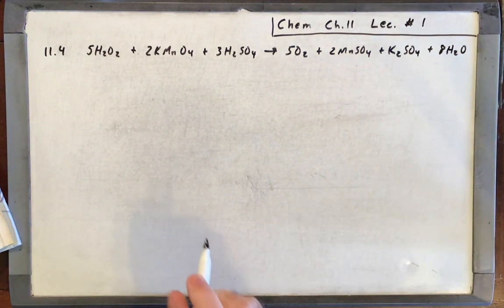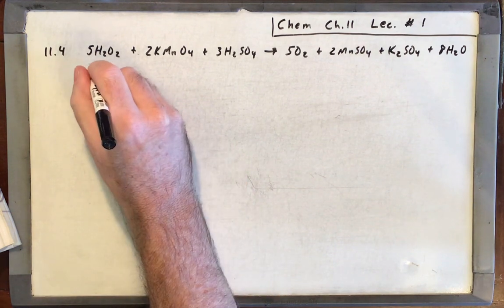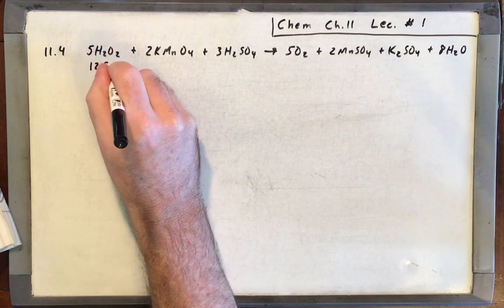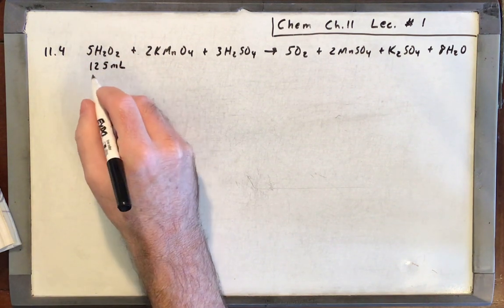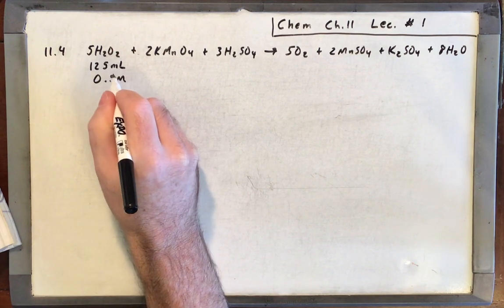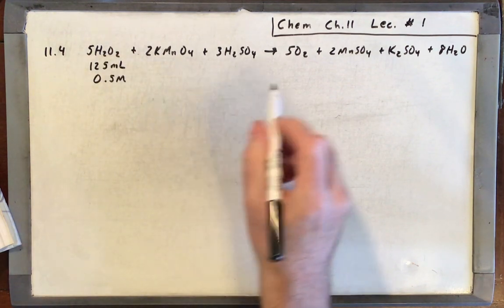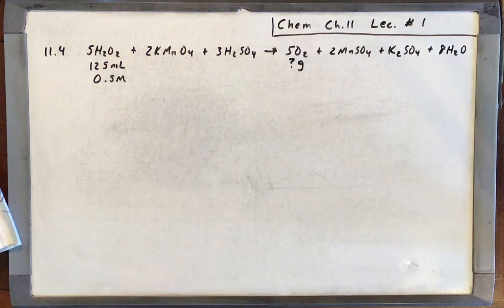All right, it says we have 125 milliliters of 0.5 molar H2O2. Let's write down what we know underneath each compound. 0.5 molar. All right. How many grams of oxygen will be produced? This is exactly like one of the types of problems in chapter 10. All right, so you're going to get another crack at it.